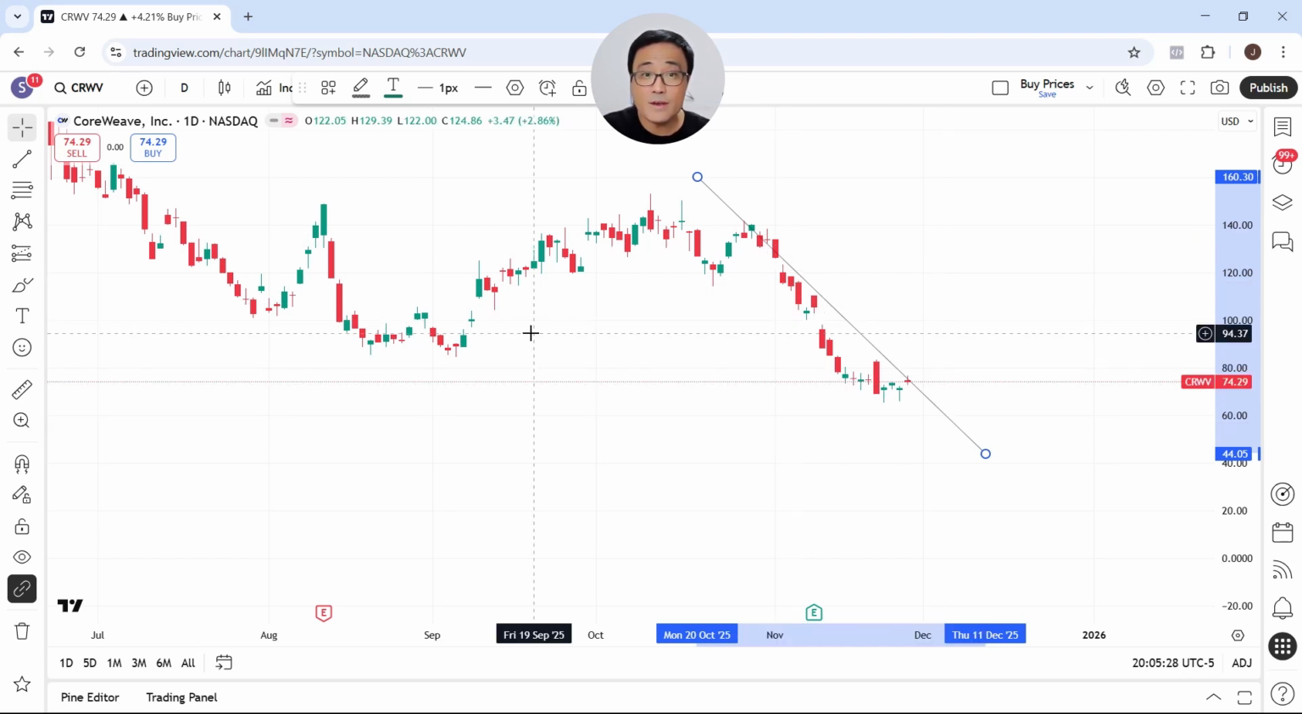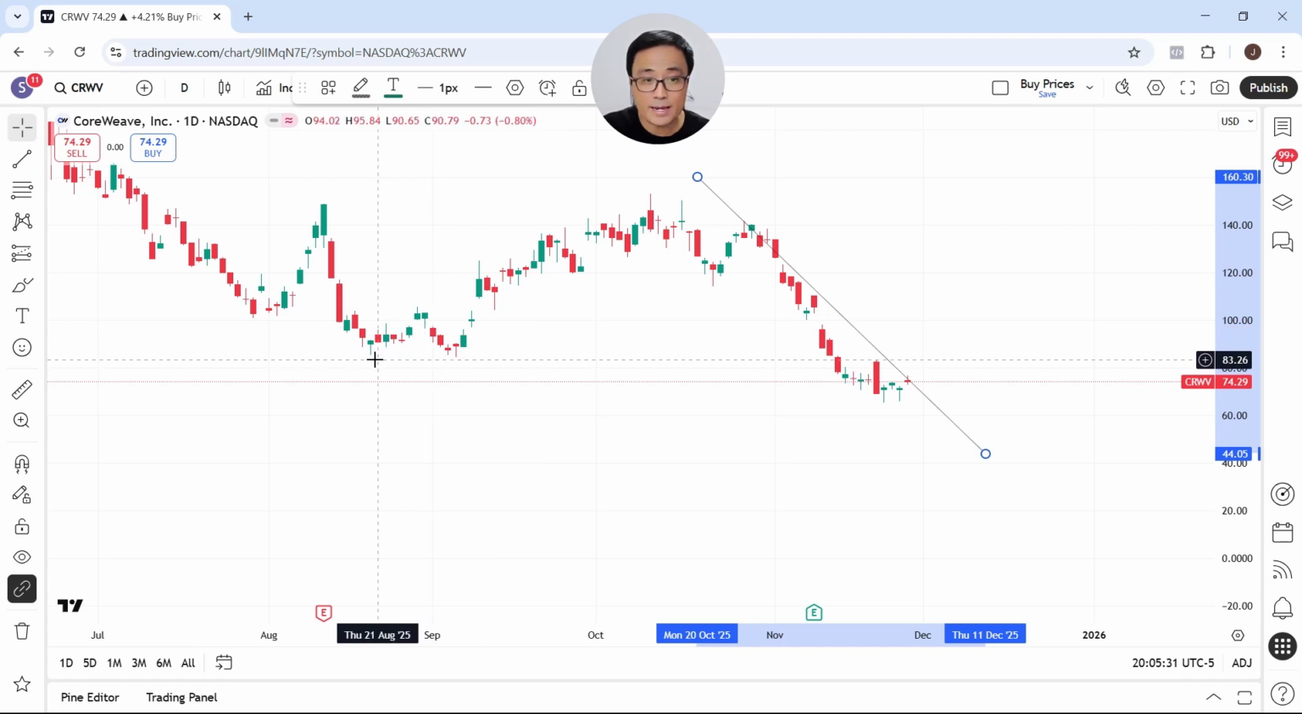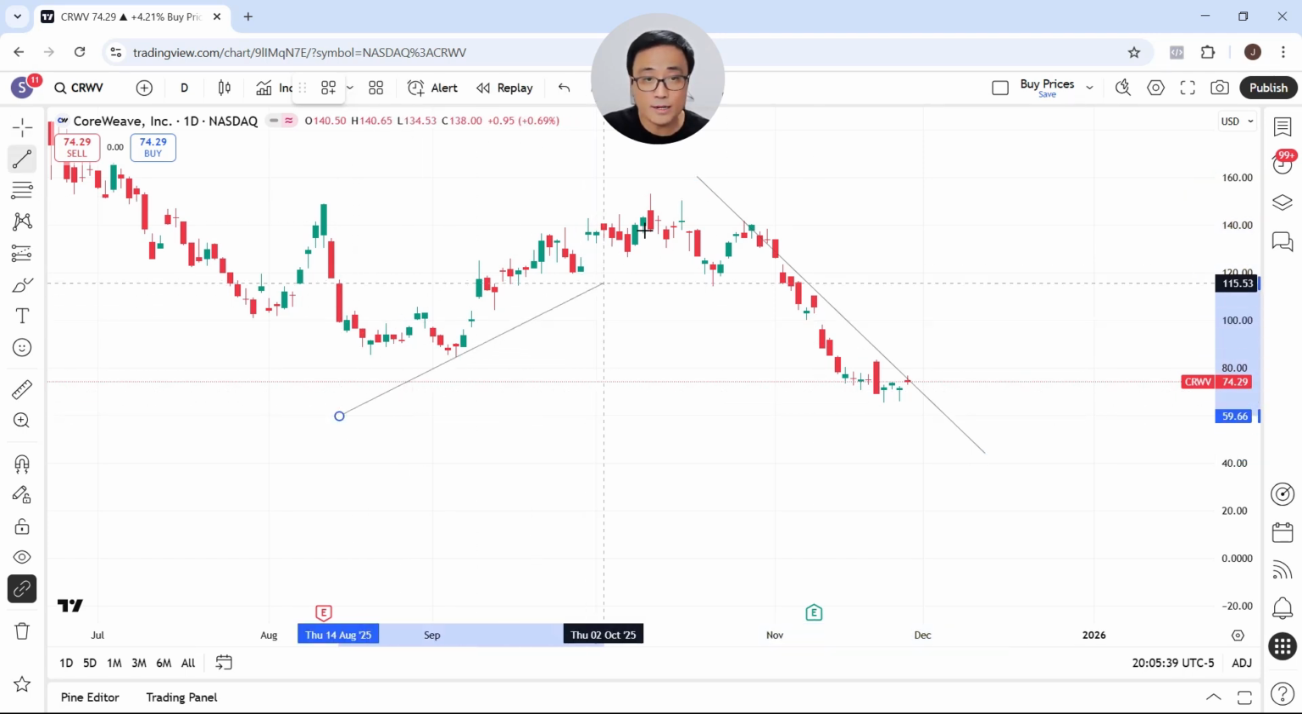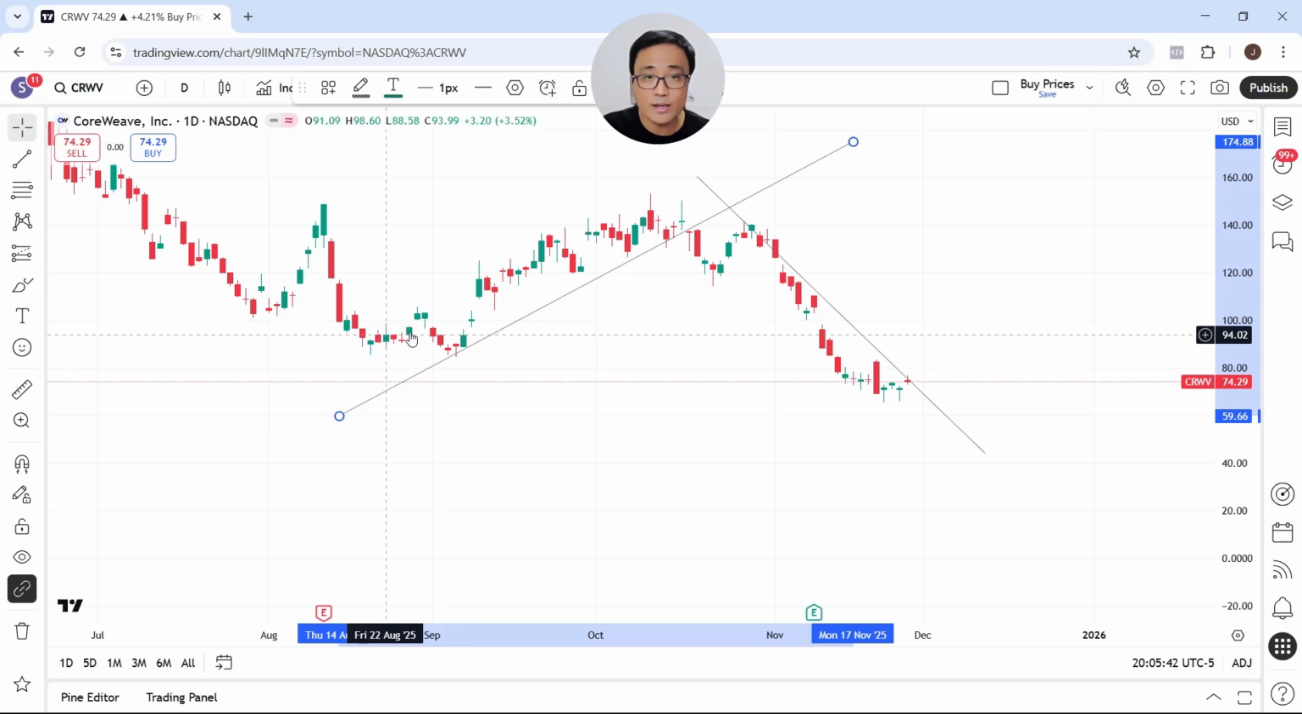Just FYI, if it's an uptrend like it was back in August up until October, you draw the trend line underneath it. That way, during an uptrend, the line below provides support. It comes down, hits it, provides support, so it bounces off, comes down, hits it, and so on. You know it's an uptrend when you have higher highs.